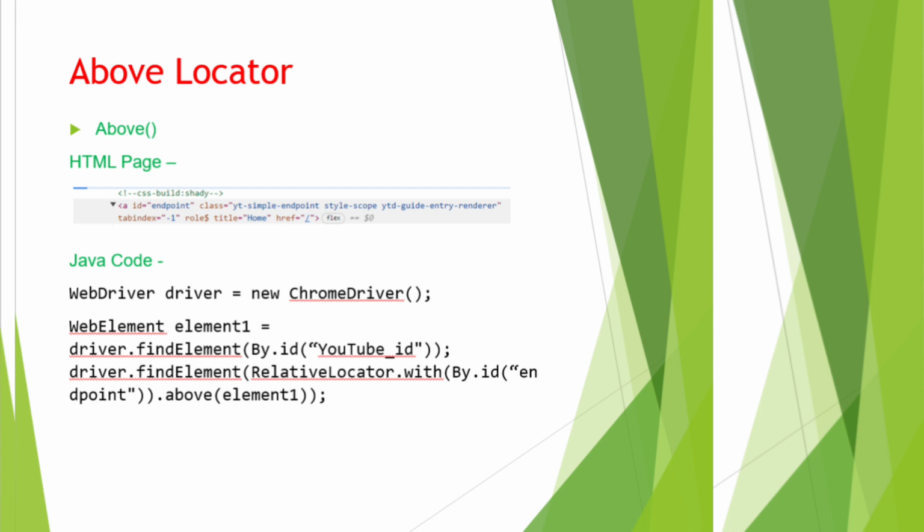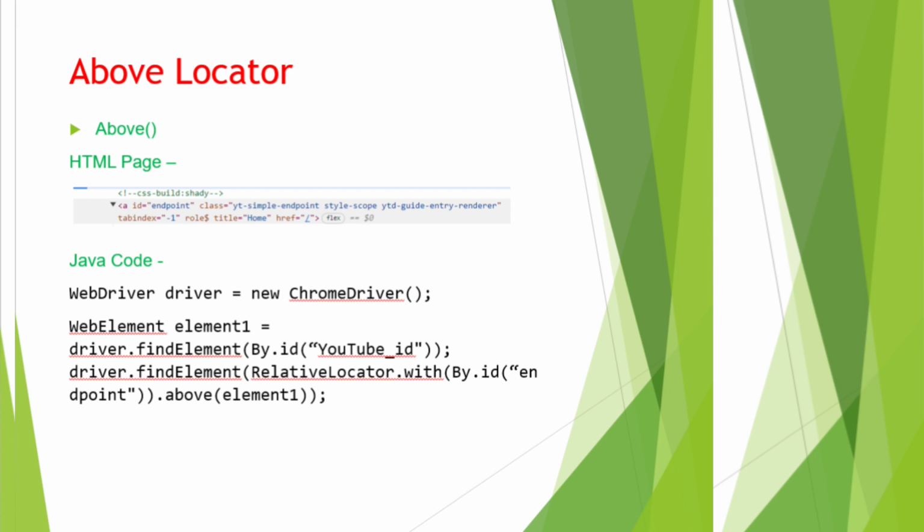So normally driver equal to new ChromeDriver we write, as we are using Chrome driver. And WebElement 1 I have taken. Okay, this is where we are giving the ID of any element. Now the same thing we are going to put in the above. This element 1 is the ID of that element which we have to click.